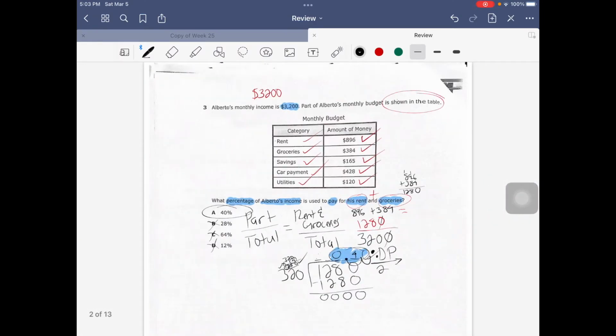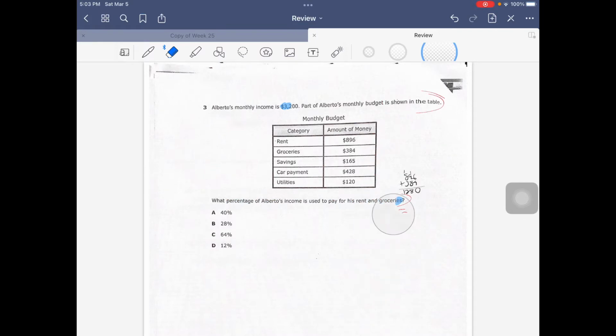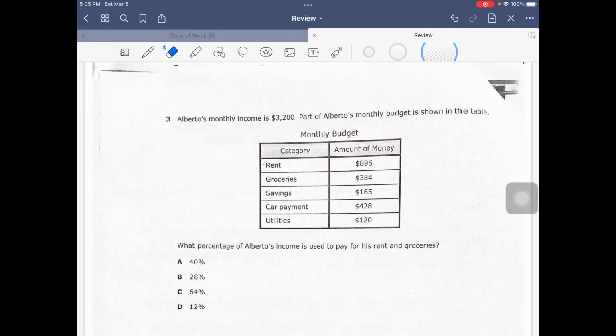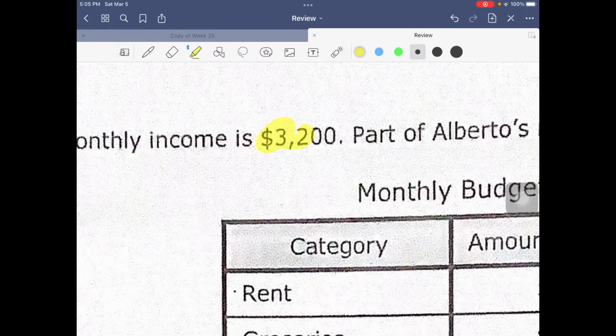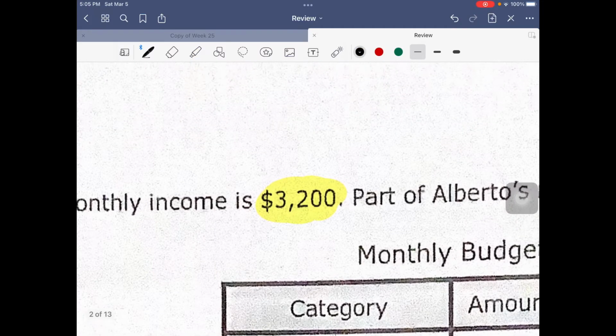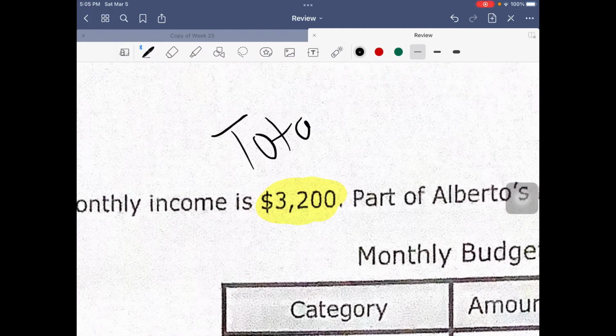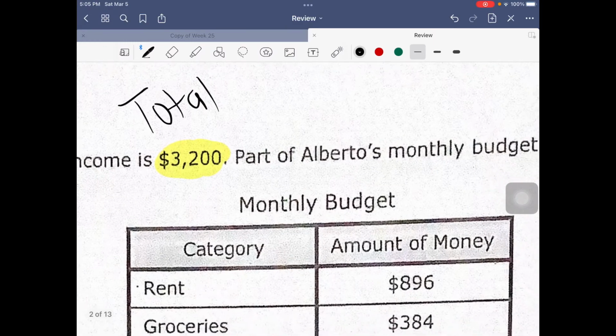Moving on to the next one. Alberto's monthly income is $3,200. Entonces, this right away, we're going to highlight it. Y es lo que gana in total. Is what he wins, what he earns in total.